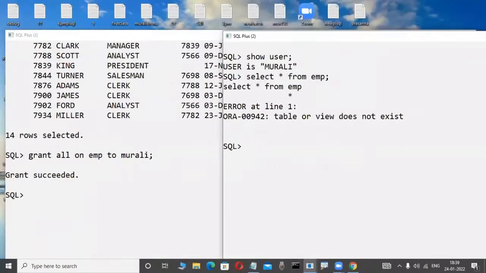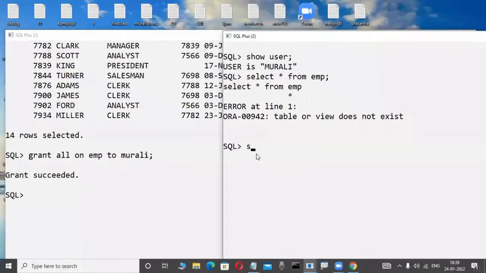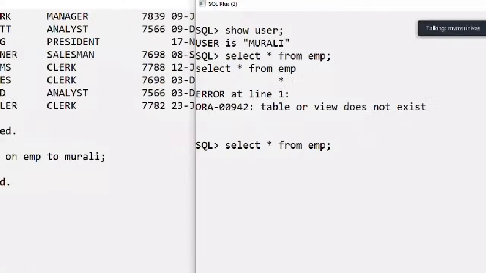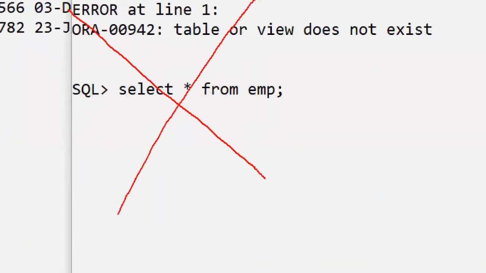Now the Murali employee tries to access the Scott user EMP table, possible or not possible? I'm typing like this: select star from Scott dot EMP. Anybody guess it? Possible or not possible? Very good. So many fellows are in our class. Otherwise, I am also a first-time newcomer, and I am also thinking like that: nothing is there, grant is succeeded, then it is possible. You are also telling like that, but it is impossible. That is the beauty of the relational data model.